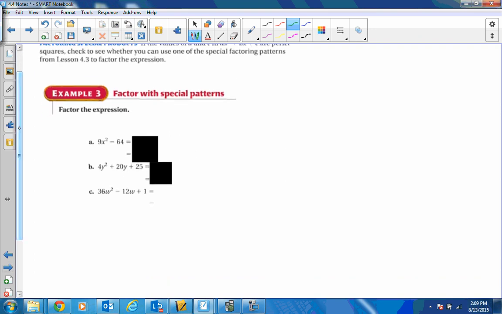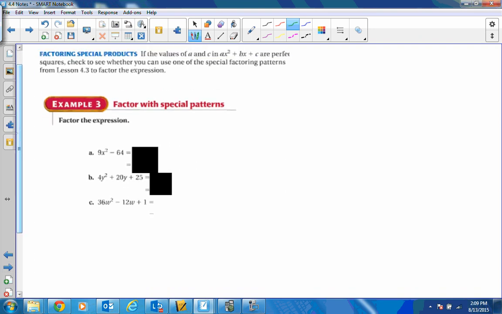All right. Factor special products, the same rules that we had the other day. If it's a perfect square trinomial or a difference of squares binomial, then you can use those rules to do it. So 9x squared minus 64, there's 2 terms, so are they perfect squares? Yes, they are both perfect squares. So what we want to do is take the square roots of them and add and subtract them.